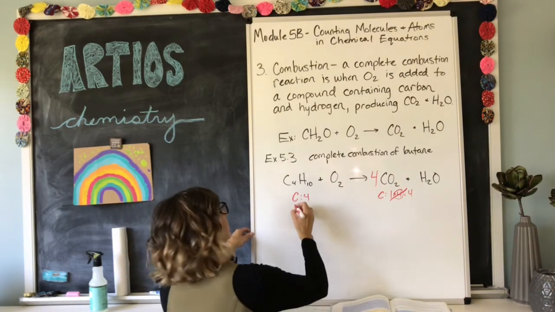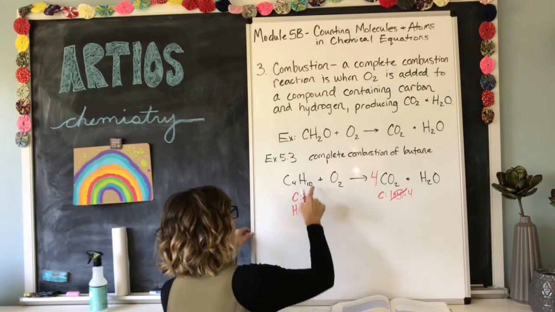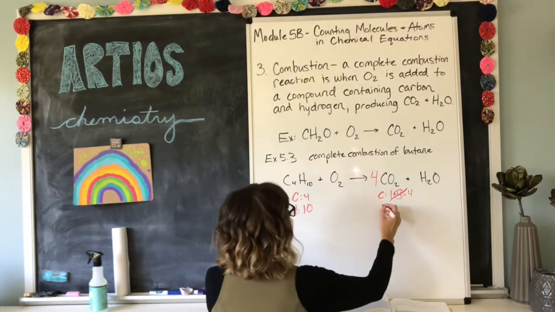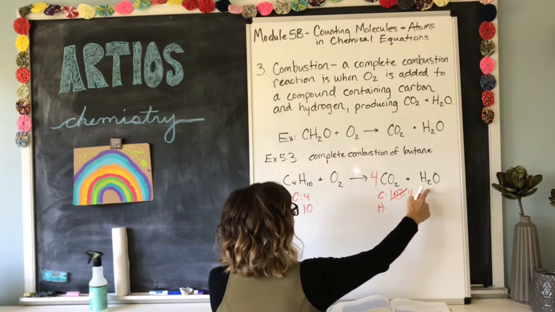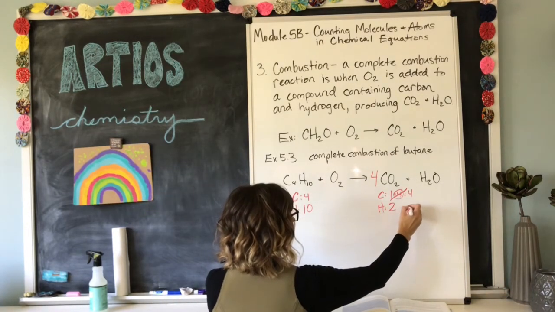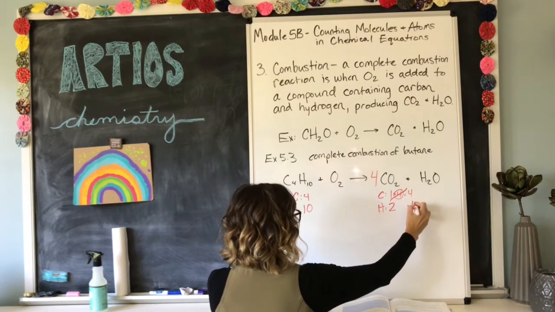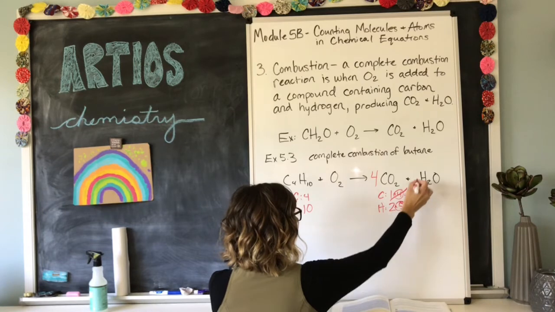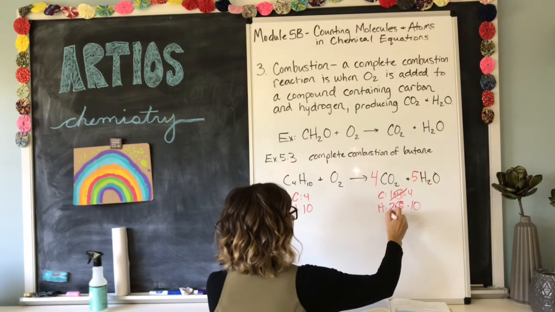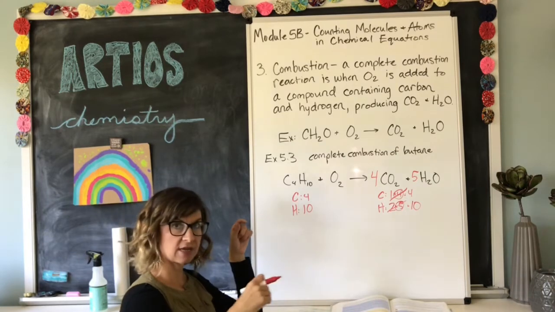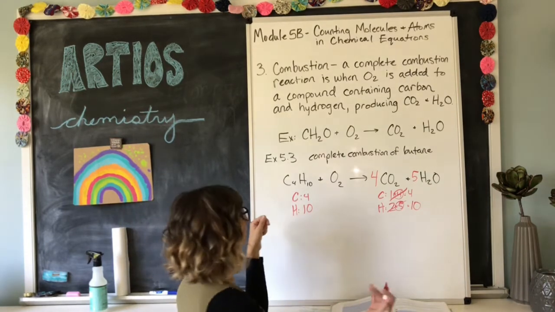Okay? Next is hydrogen. Hydrogen, we have 10 on the reactant side. Hydrogen, we have 2 on the product side. We need this to be 10. So 2 times what is 10? 2 times 5. So 5 is going to be our coefficient out here. Okay? So now we have 10 hydrogens on our product side as well.